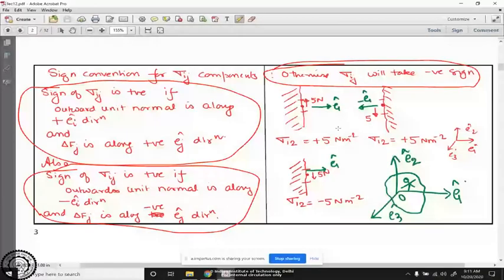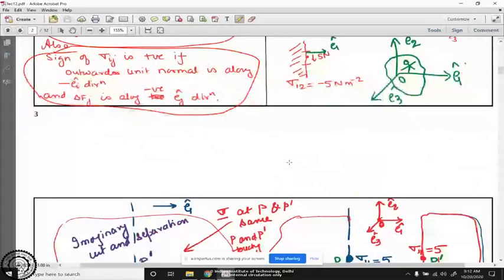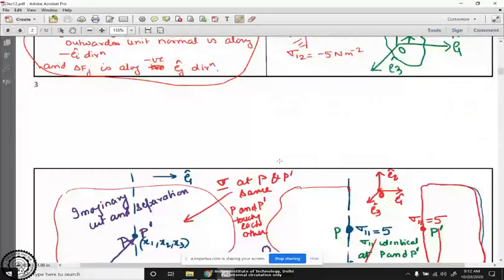I gave some examples here. On this surface, unit normal is positive, force is positive. I will conclude sigma 1,2 is plus 5 SI units. On this surface, unit normal is along negative E1. Force is also along negative E2, still positive sigma 1,2. Whereas in this case, if unit normal is along plus E1, but force is along minus E2, then I will say sigma 1,2 is minus 5 SI units, which is Newton per meter square. Okay. So this much I covered in the last class.